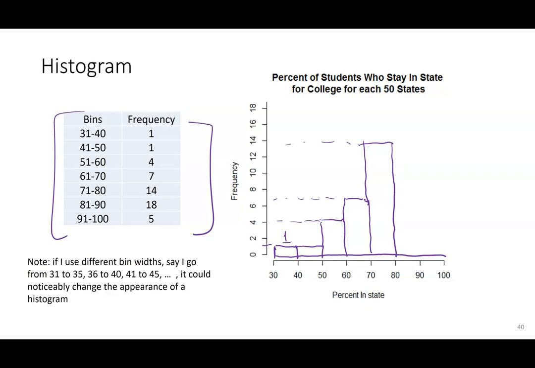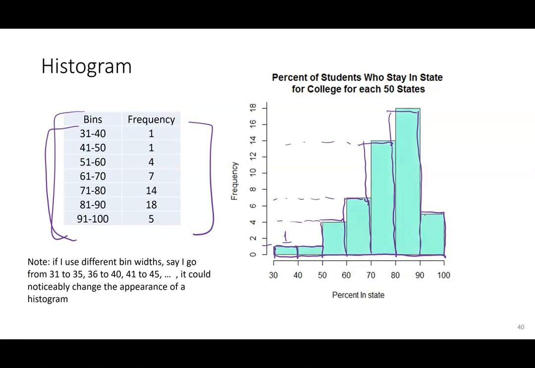18 from 80 to 90, and then 5 from 91 to 100. And this is just kind of eyeballing it. Notice that I did pick bins that went from 31 to 40, 41 to 50. I could have chosen different bin sizes.